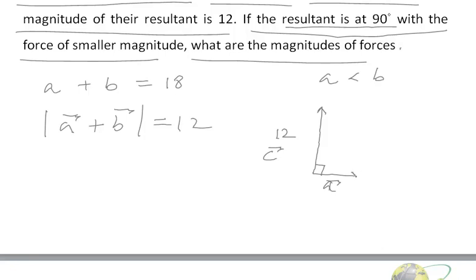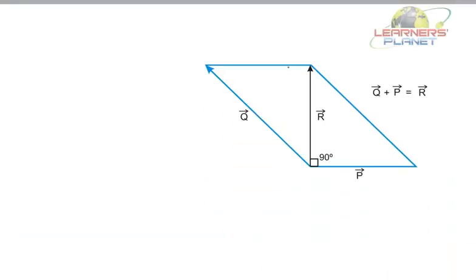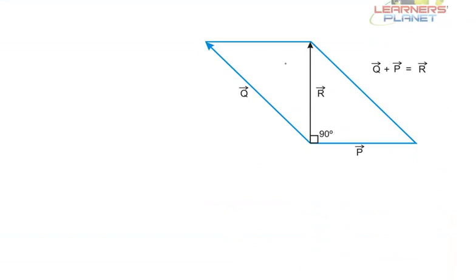So the vector B will be from the head of A to the head of the resultant. This is vector B: tail of A, head of A, then tail of B, head of B. If you join the tail of A to the head of B, you are going to get the A plus B vector, which is the resultant. Understood? So finally, after the discussion, we are getting this diagram.